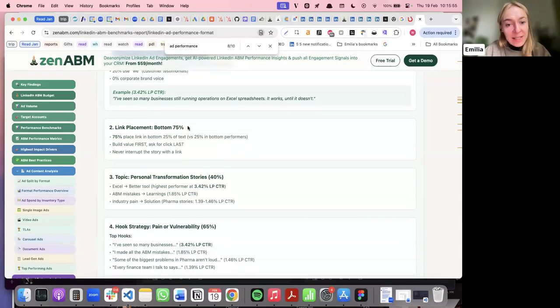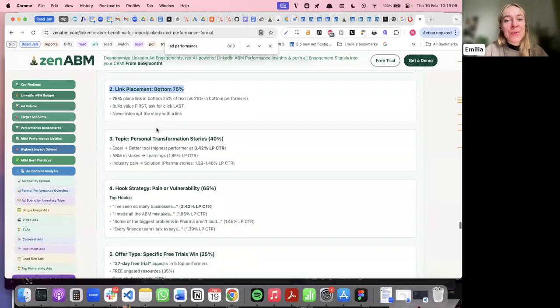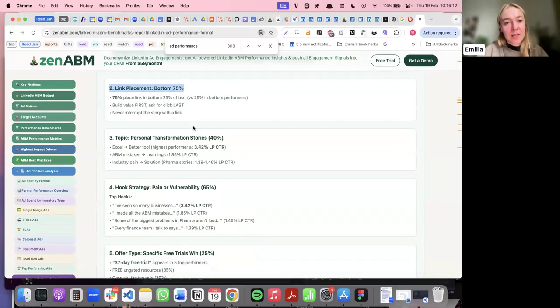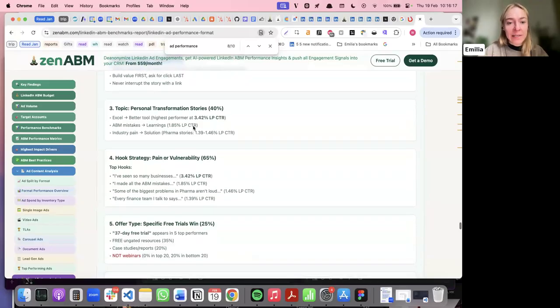The best performing ads had link placements towards the end of the post, but there was some confirmation bias here because most of the TLAs placed their link at the bottom. So I wouldn't say this is a very strong finding, you may want to experiment. Can you put the link a bit higher up and get a larger click to landing page?